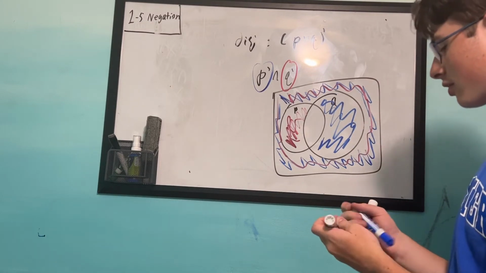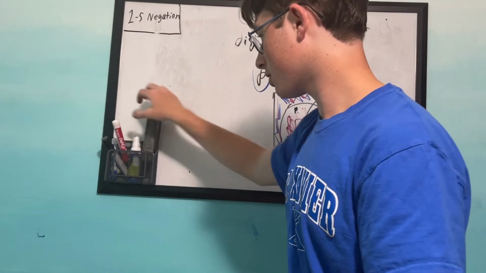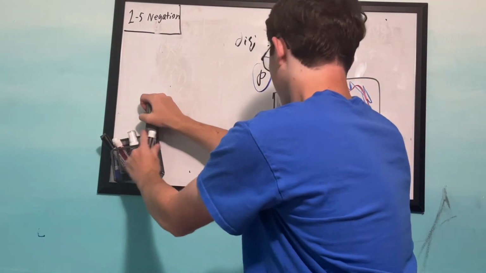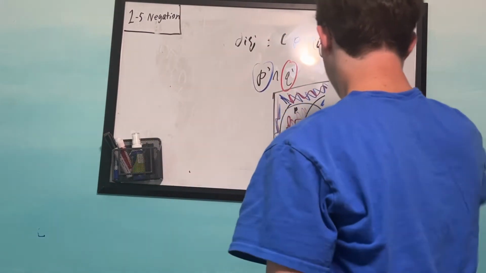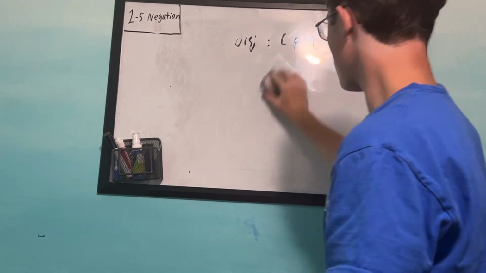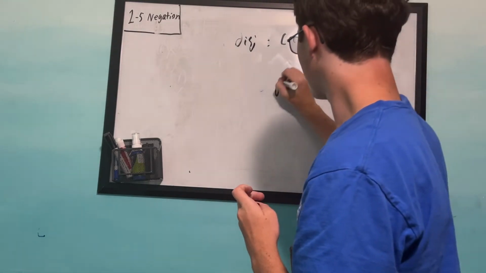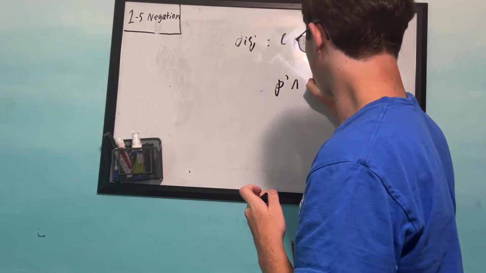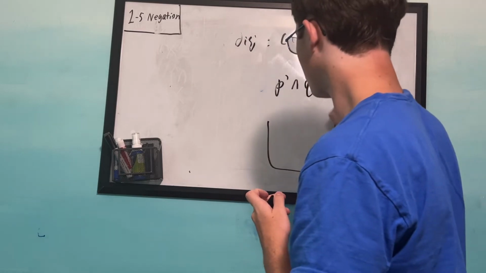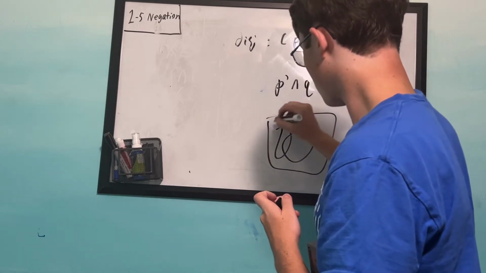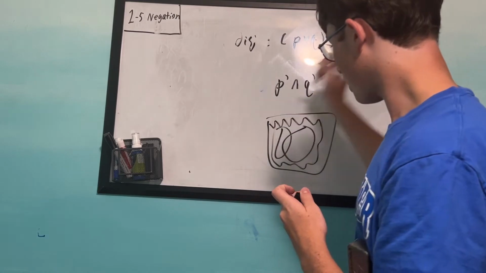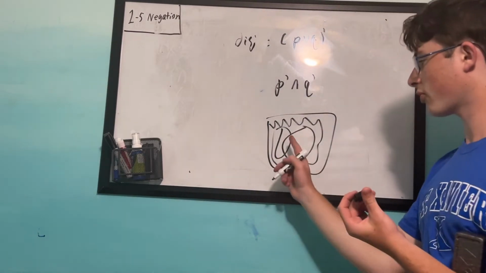So then if I redraw this in a way that's a bit more clean, we'll say not P and not Q, just all this stuff outside of the sets of P and Q.